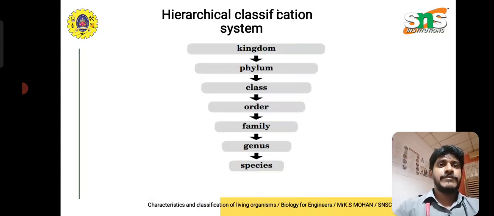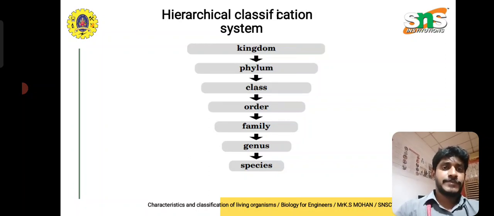Here we are talking about the hierarchical classification, from kingdom to species. The classification goes from kingdom to phylum, then class, followed by order, then family, then genus, then species. This is the hierarchical classification order. So this is about the characteristics and classification of living organisms.